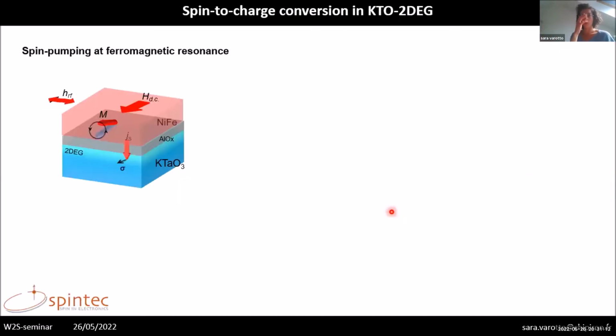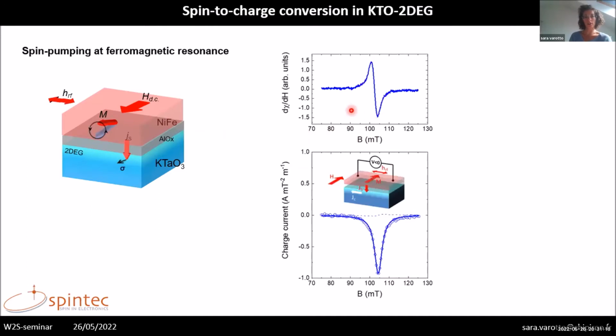So these measurements were performed by our collaborators in SpinTech. And they actually measured the resonance of the nickel iron, for instance, this blue curve, and at the resonance condition, as you can see, we have that the charge current shows a peak, negative in this case. This peak means that we are injecting the maximum spin current at the resonance, and we are creating the maximum charge current at this resonance.